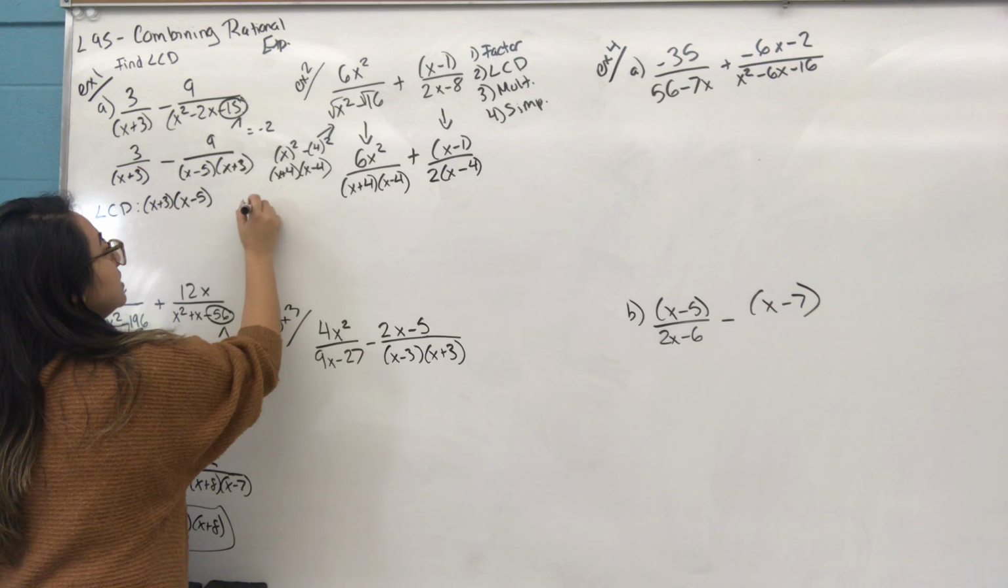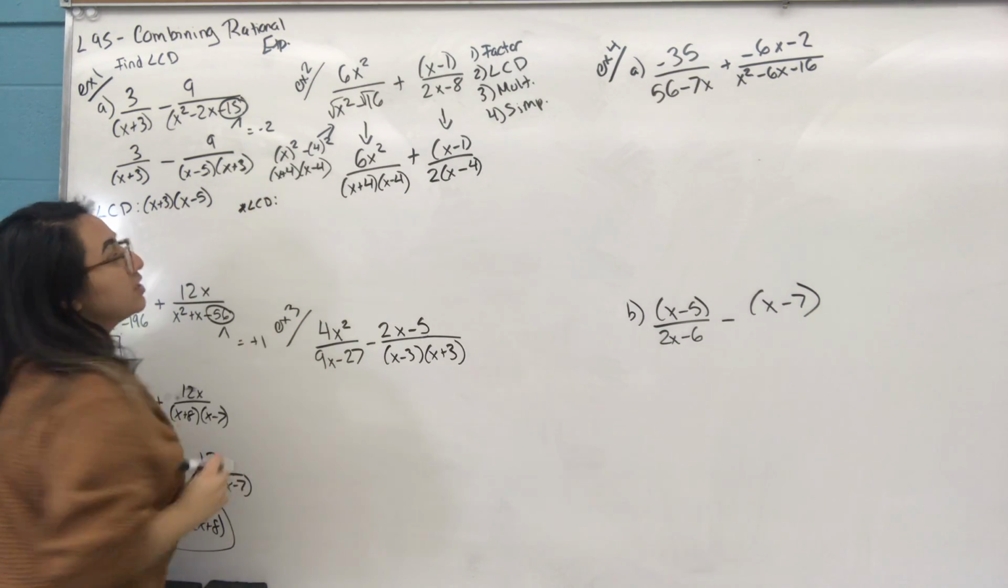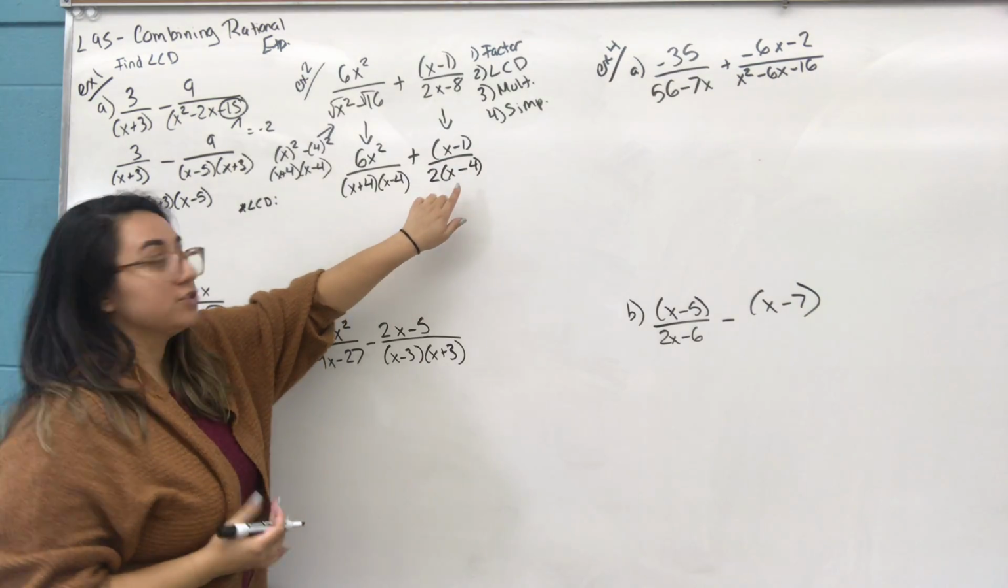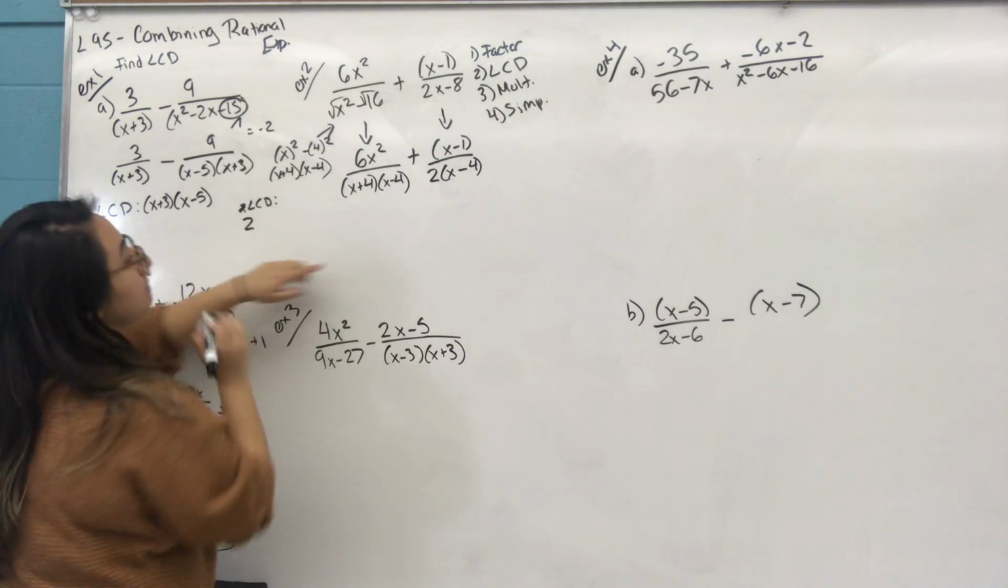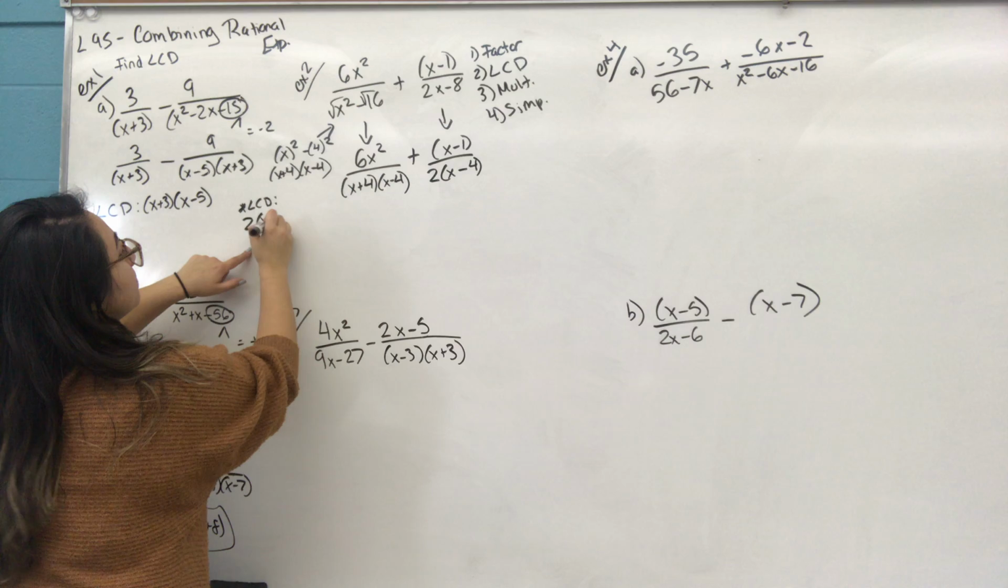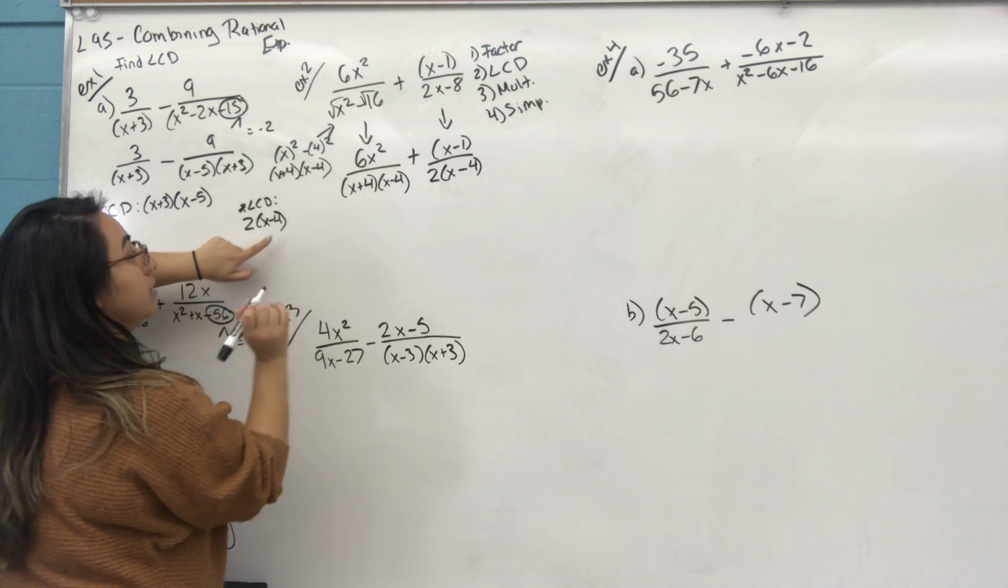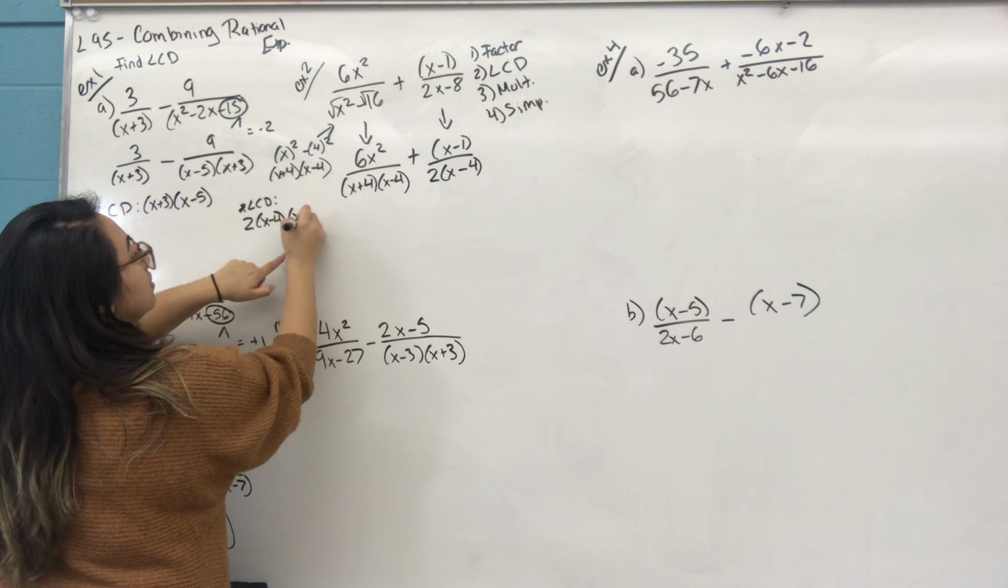So I'm going to put here the LCD. For the LCD, I have to include all the factors in the denominator of both expressions. We have at least a 2. We have at least an x minus 4. This also has an x minus 4, but I'm not going to write it twice. Just going to write it once. But also, this has a factor of x plus 4.